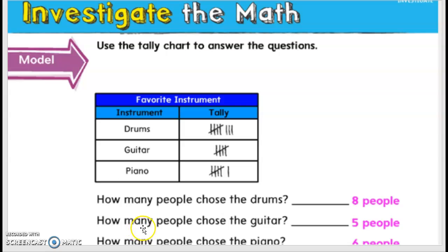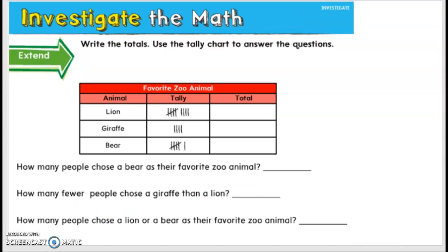So you can see our answers. How many people chose the drums? 8. How many people chose guitars? 5 people. So then how many people chose the piano? 6 people. From this we can tell how many people were asked the question. Let's write the totals.